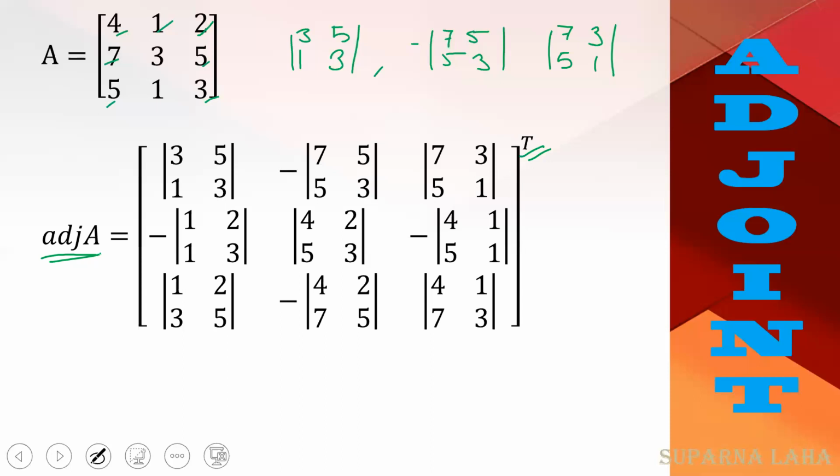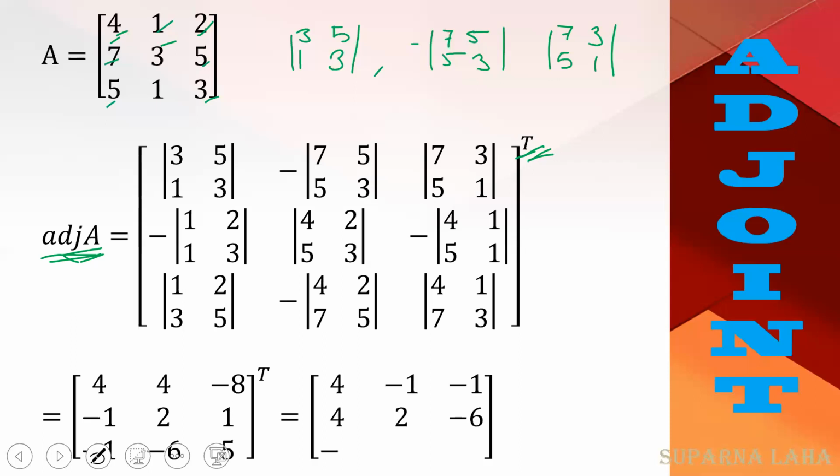Okay, so this matrix of cofactors of each and every element, when transposed, will be the adjoint of A. So what is this? Firstly write down its values: 4, minus 1, minus 1, 4, 2, minus 6, and minus 8, 1, 5. This is the adjoint of A. So with the help of cofactors, you can find the adjoint of any matrix. Clear? So this is matrix A and this is its adjoint.